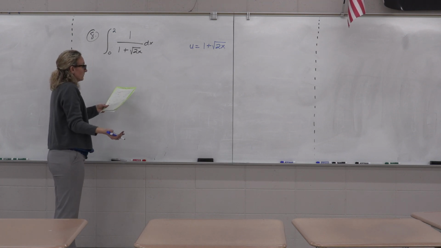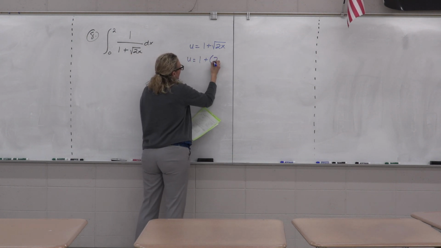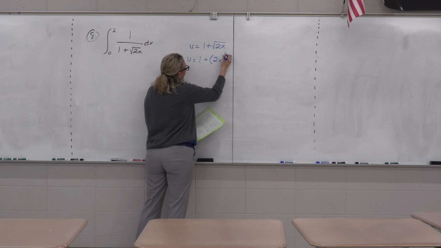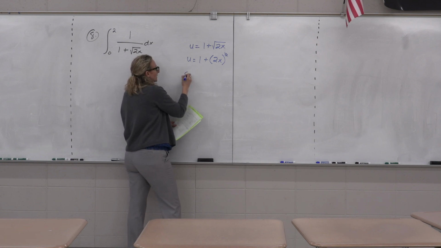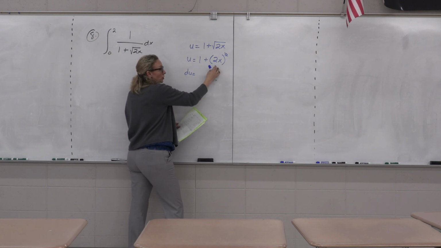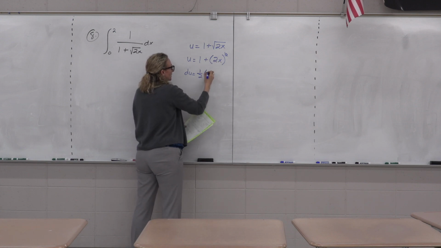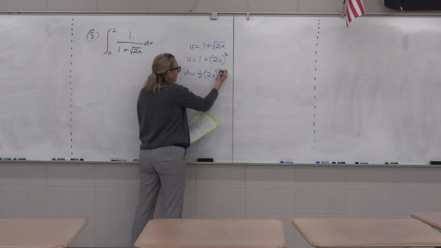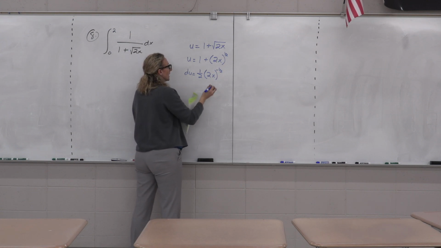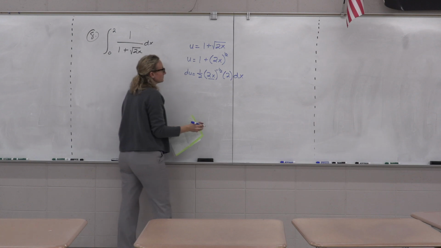Okay, let's take the derivative, right? Because that's what we do. I'm going to rewrite this though. 1 plus the quantity 2x to the 1/2 power. Okay? So du equals, the derivative of 1 is 0. You're going to have to use chain rule with this derivative. Bring the 1/2 down front, keep the inside the same, 2x, lower the power by 1, negative 1/2, times the derivative of the inside, which is 2, and then you have the dx.